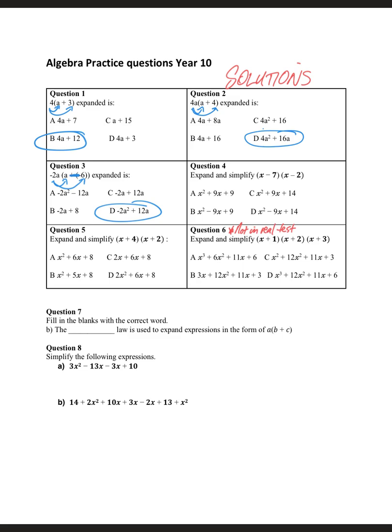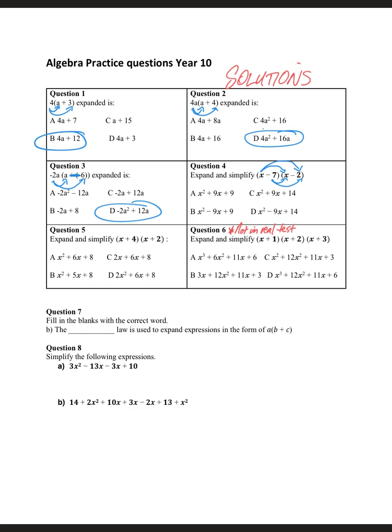So we've got 2 d's in a row. Expand and simplify. So we have a FOIL here. Firsts, x times by x. Outers, x times by negative 2. Inners, negative 7 times by x. Last, negative 7 times by negative 2.